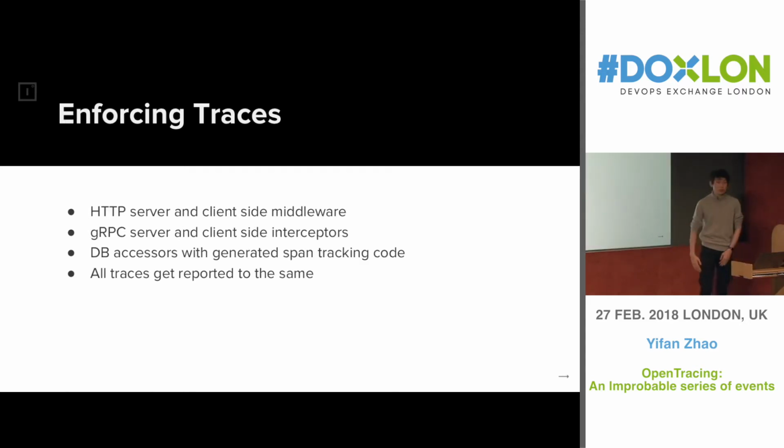And then to enforcing traces. With our stack, it was relatively simple. On the base server that you saw on the previous slide, we enforce a bunch of standard server-side and client-side middlewares. For grpc, it's the same thing, but it's called interceptors. And with the DB accessors, we do the same. And then with Stackdriver, all traces get reported to the same place. It was incredibly simple.